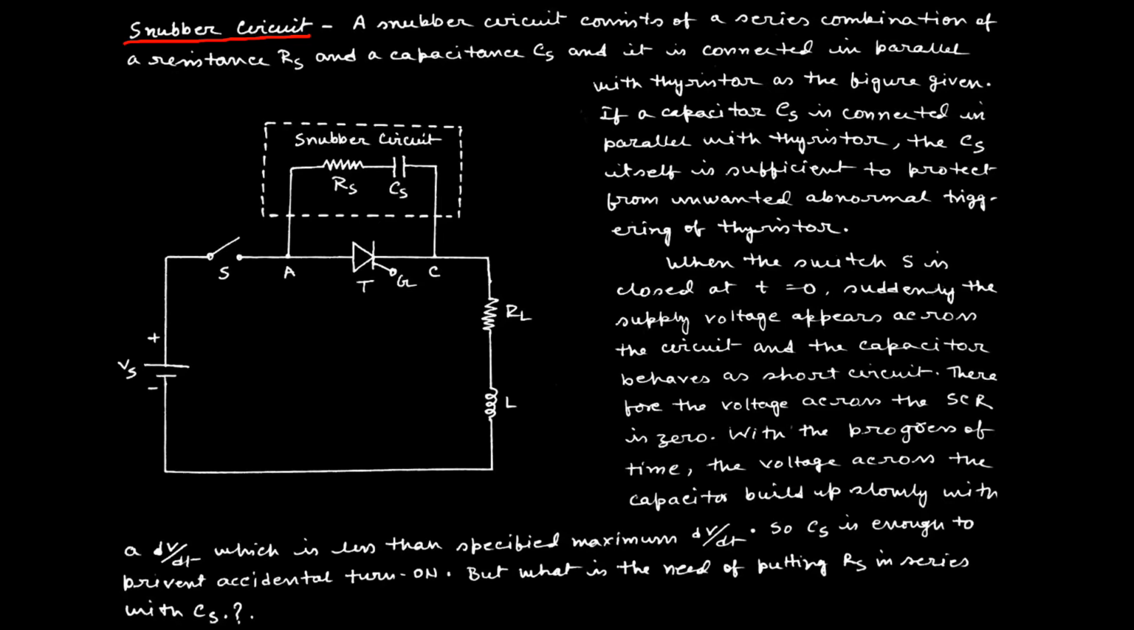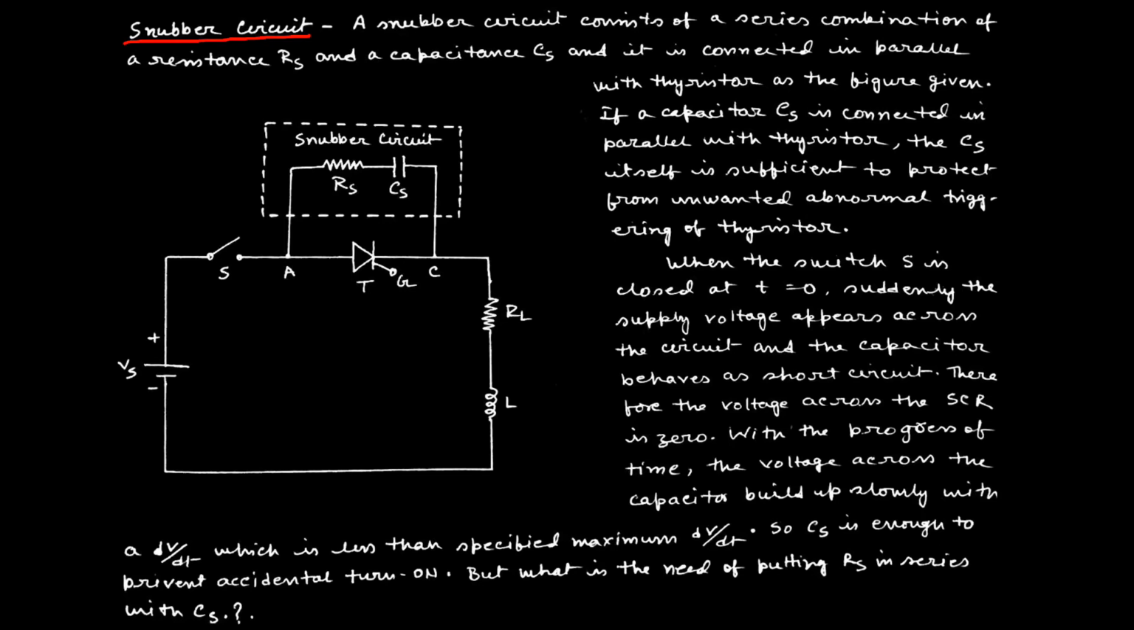But what is the need of putting Rs in series with Cs? Because it can protect from high dI/dt. Again there is a question: how will dV/dt and dI/dt both be protected by using this snubber circuit? So let me discuss in detail.